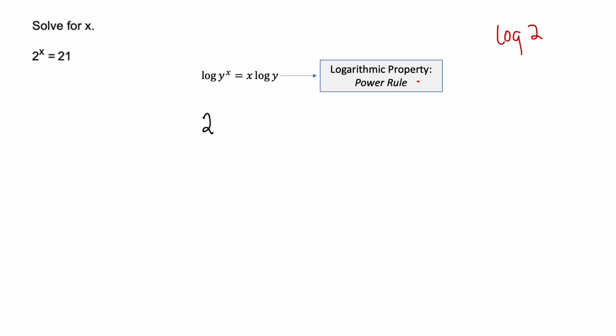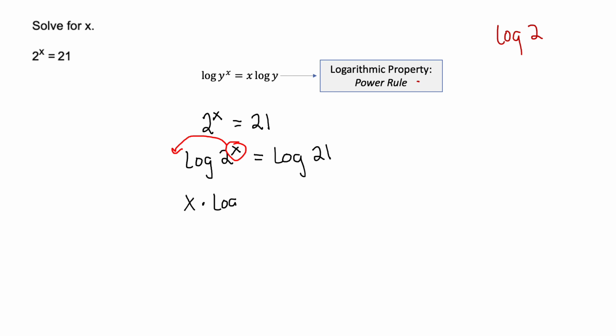I have 2 to the x equals 21. So since I have an x in my exponent position, I'm going to take the log of both sides. So I have log of 2 to the x equals log 21. Now that I have a log, I can take this exponent and move it in front. This becomes x times the log of 2. And this equals the log of 21.